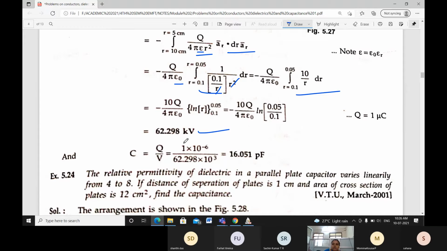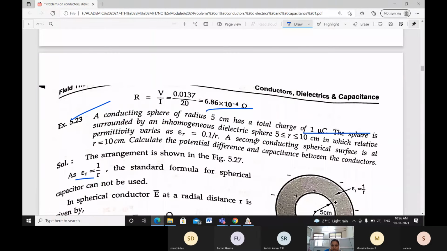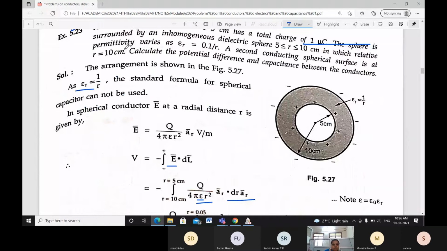That's going to be equal to 1 into 10 raised to minus 6 divided by 62.298 into 10 raised to 3. That's going to be 16.051, by using the calculator. You can write it in terms of micro, pico, whichever is convenient for you, but while representing, do it in a correct fashion. 16.051 picofarads. This is one problem. I think this was once asked in the question paper.